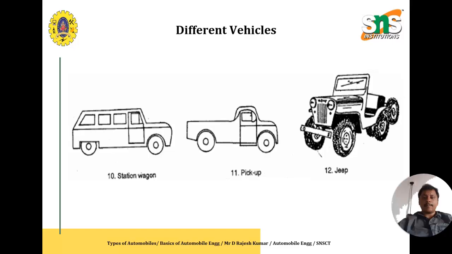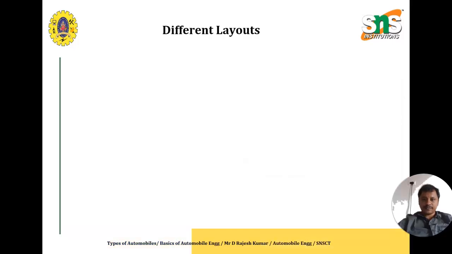Number 11 is the pickup truck. Pickup truck is just used to carry loads. It is like the thing indicated in serial number 11. Number 12 is the Jeep, which is a four-wheel drive used to drive off-road. So that is a Jeep.